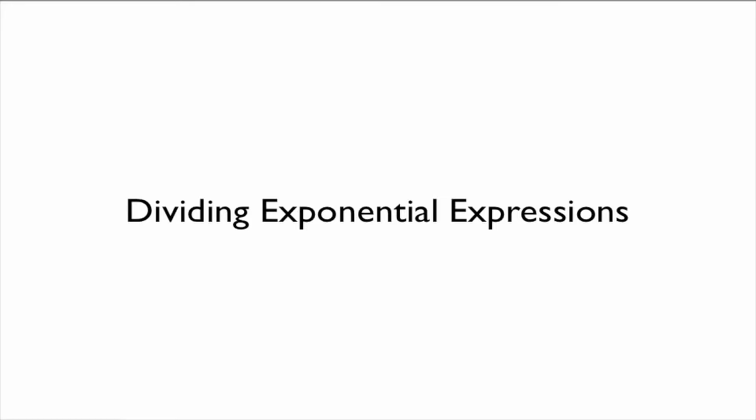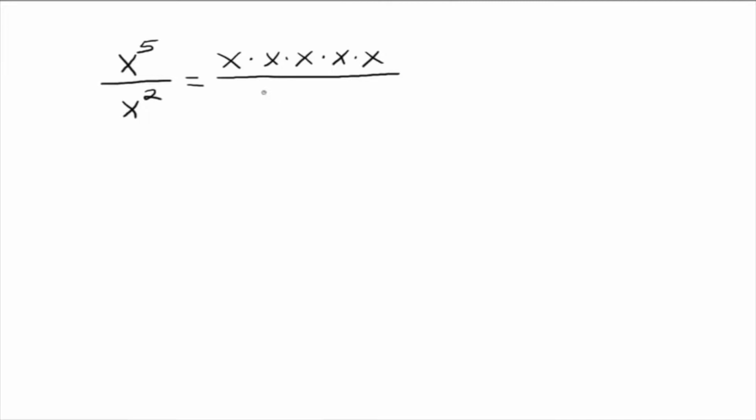Alright, this video is on dividing exponential expressions. So suppose we have x to the fifth divided by x squared. Okay? So we know that the numerator, x to the fifth, really means x times x times x times x times x, right? 5 x's multiplied together. And the denominator, x squared, is just x times x, right? We're just writing it out the long way.